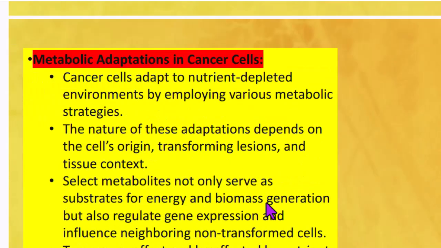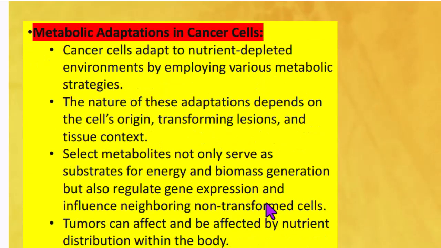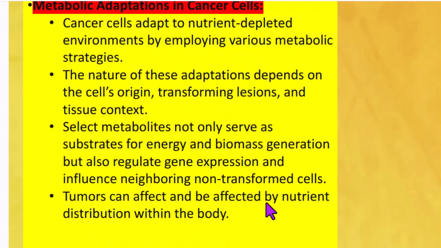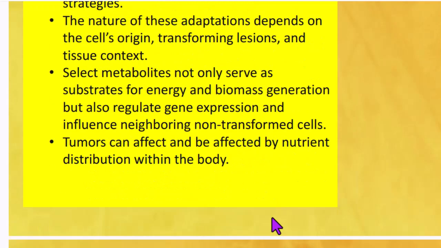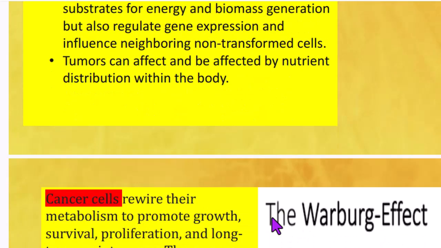Metabolic adaptation in cancer cells. Cancer cells adapt to a nutrient-depleted environment by employing various metabolic strategies. The nature of these adaptations depends on the cell of origin, transforming lesions, and the tissue context. Select metabolites not only serve as substrates for energy and biomass generation, but also regulate gene expression and influence neighboring non-transformed cells. Tumors can affect and be affected by nutrient distribution within the body.